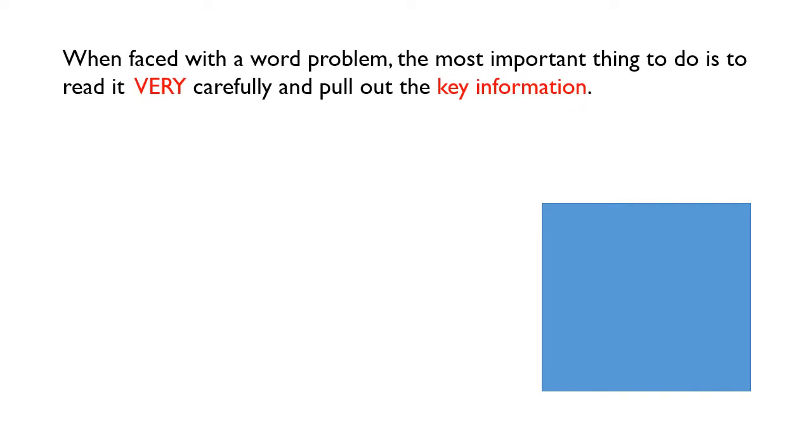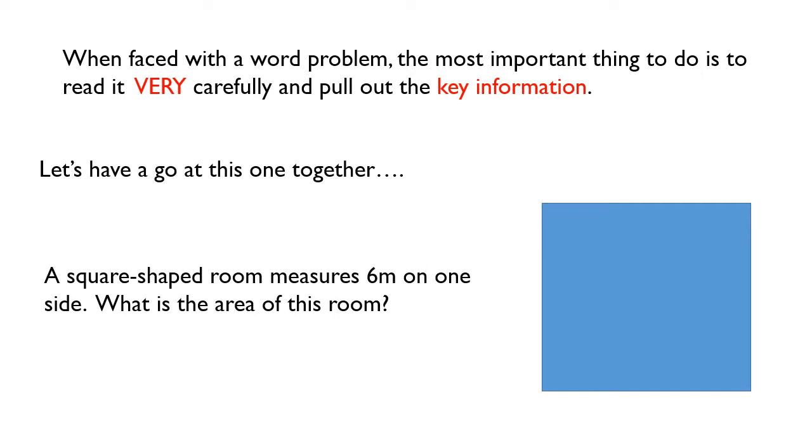When we're faced with word problems, the most important thing to do is to read the question very carefully and pull out the key information. So let's have a go at one together. This is a word problem based on area. So the question is, a square-shaped room measures 6 meters on one side. What is the area of this room?